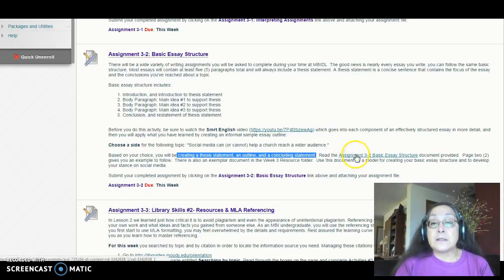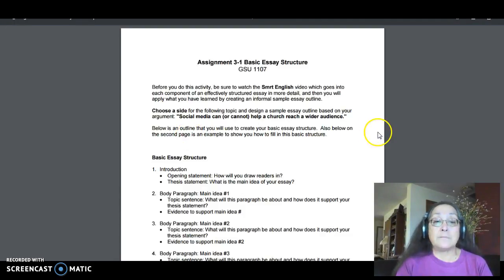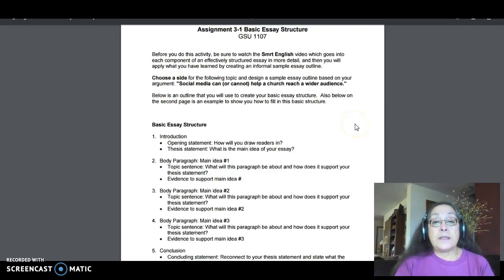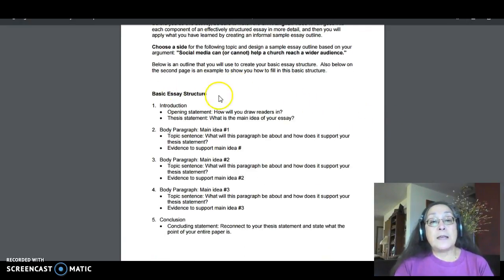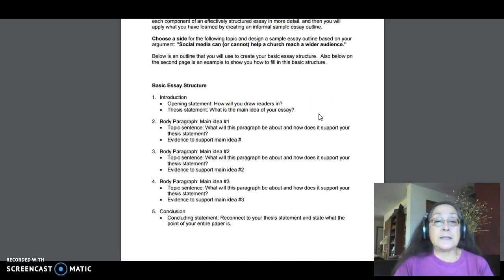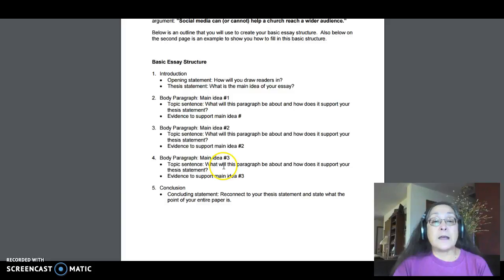Okay, so we also give you this read the basic essay structure document. So you can click on that. Here it is. And you can choose the side. So with this, it gives you the basic structure, and we say we want your opening statements, what's drawing in your reader, and what's the idea of your thesis for your thesis statement. Then you provide us with 3 ideas of how you're going to support your thesis statement, and then your conclusion.